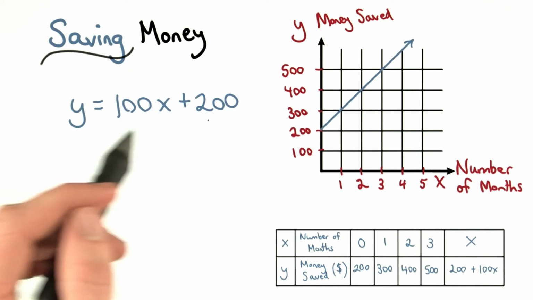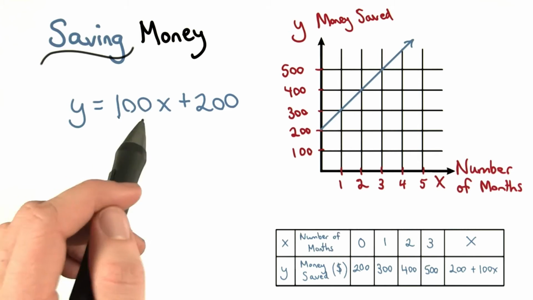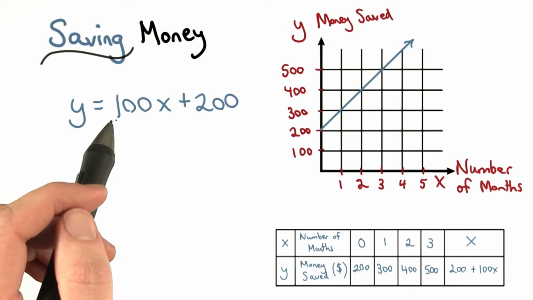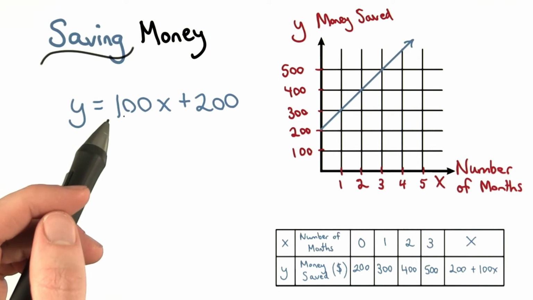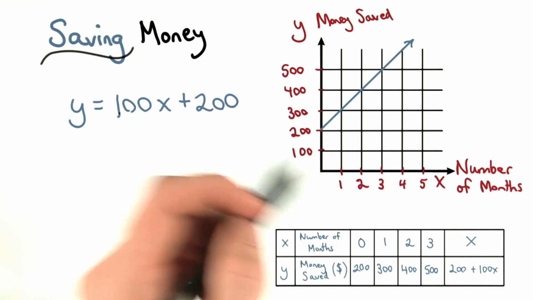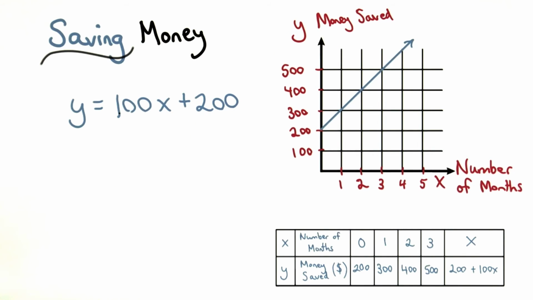But this equation tells a very narrow story. It assumes that you save exactly $100 each month. But what if you save more than that? Is there a way to represent this amount on a graph? Let's try and figure that out together.